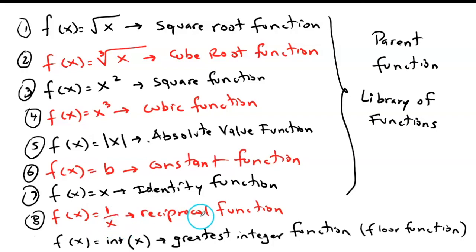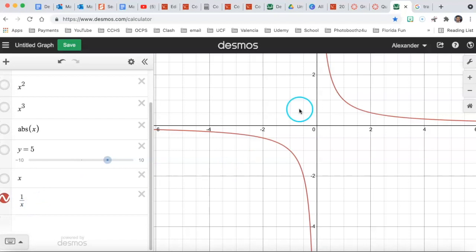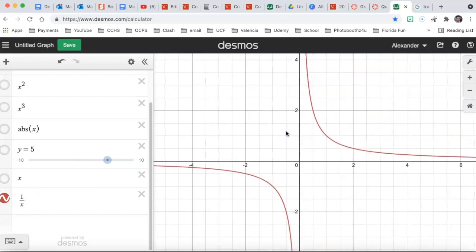Next, reciprocal function. F of x equals 1 over x. This is a rational function. Rational function. I have an arrow to the top, arrow to the left, arrow to the bottom.